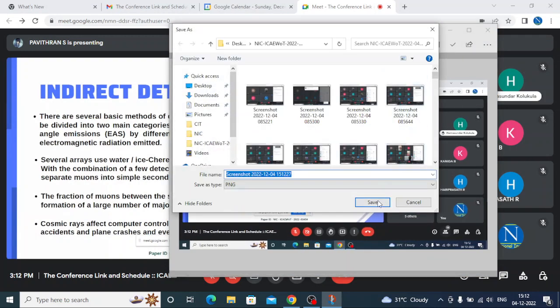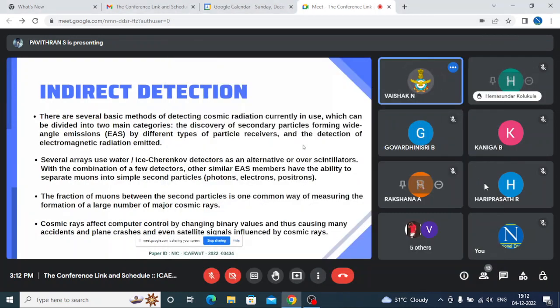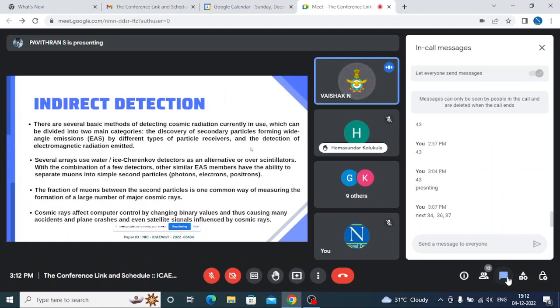Next slide. Okay, so in indirect detection, there are mainly two types. These include the detection of secondary particles formed in extensive air showers, or EAS, and the other is the detection of electromagnetic radiation emitted. Now, a wide shower of particles measures the charged particles that pass through it.